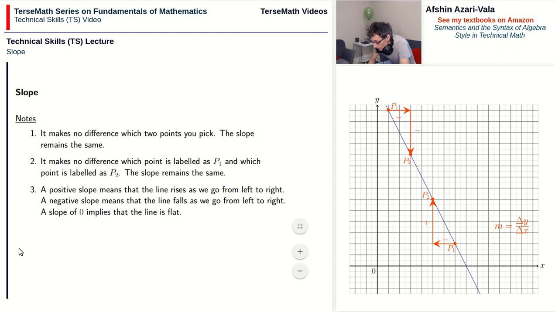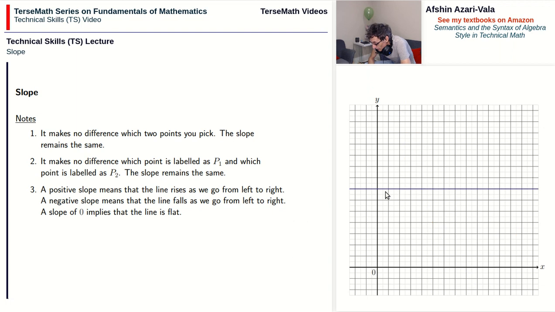If you have a slope that's 0, it means that the line is horizontal or flat. So here we have a line, and you notice that whether I pick my points like this, in which case change in x is positive and change in y is 0 because we're not going up or down, or you can even change the order of the points, in which case change in x is negative and the change in y is still 0.